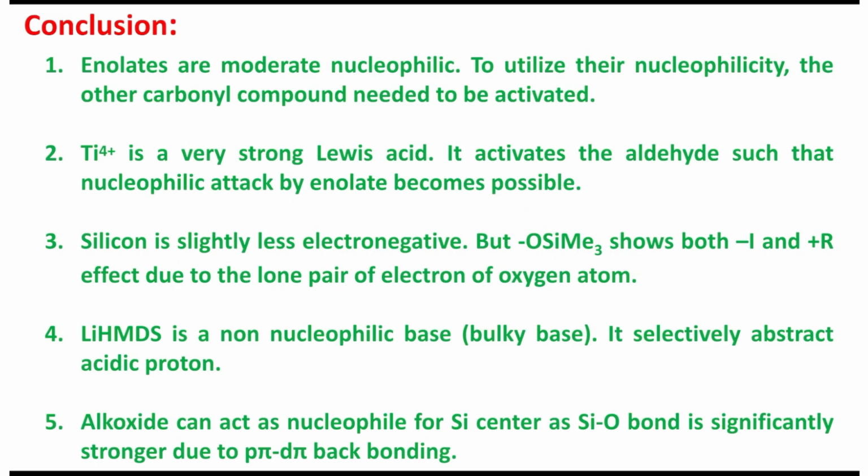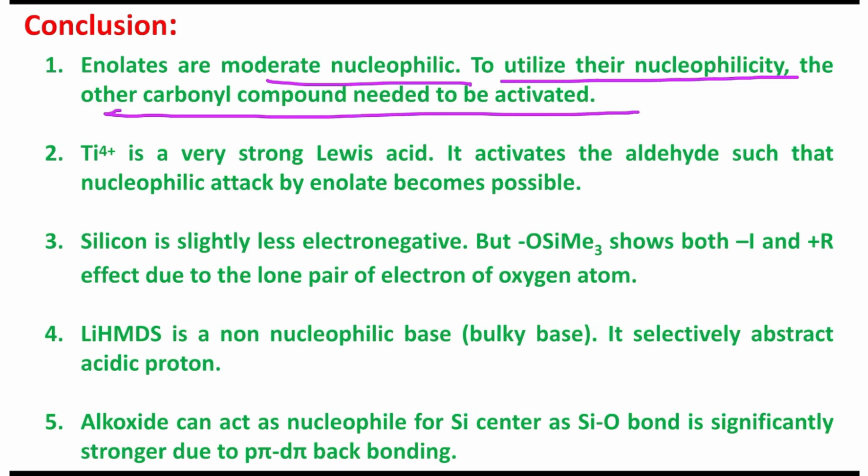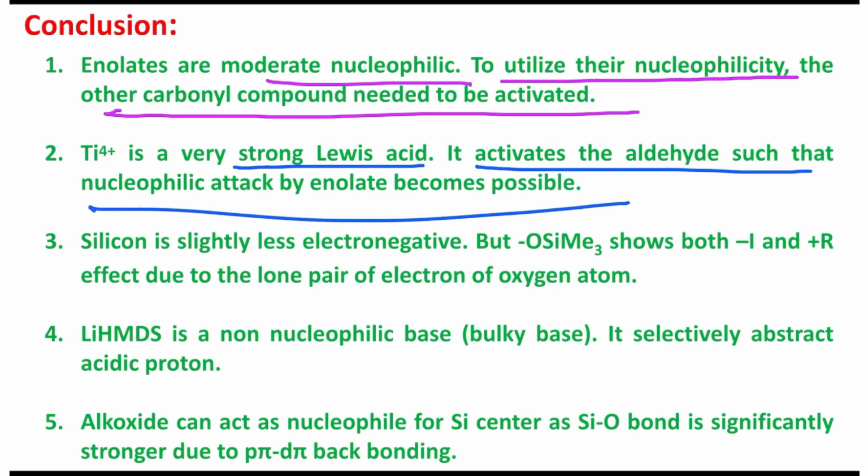So in conclusion, what you have learned today is that enolates are moderately nucleophilic. To utilize their nucleophilicity, the other carbonyl compound needs to be activated, or made more electrophilic. Point number 1, titanium 4+ is a very strong Lewis acid. It activates the aldehyde such that nucleophilic attack by the enolate becomes possible. Silicon is slightly less electronegative compared to carbon. So in this carbon-silicon bond, this carbon has delta negative character, fine, but this OSiMe3 group shows both -I and +R effects, and in this case +R dominates, due to the lone pair of oxygen which donates and ultimately activates the carbon-carbon double bond.